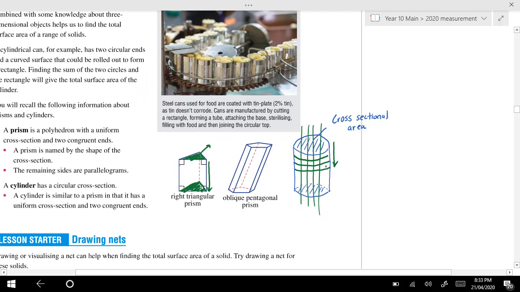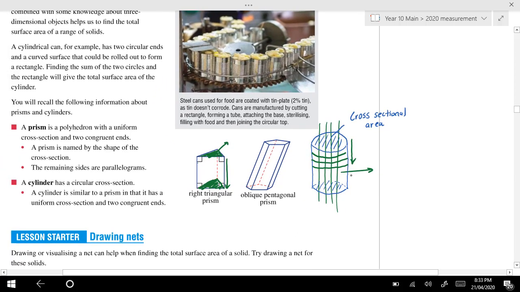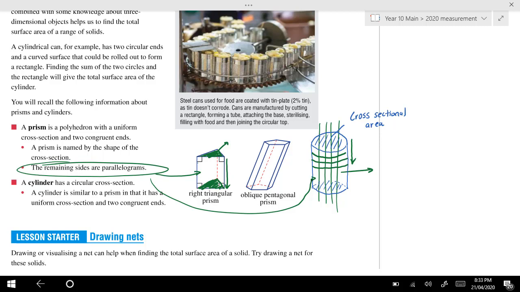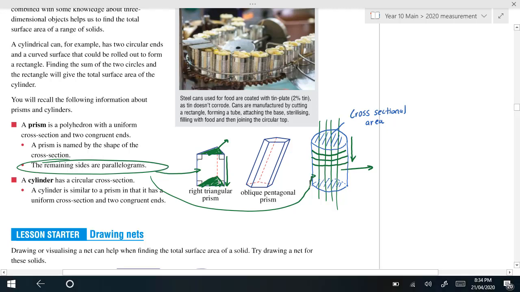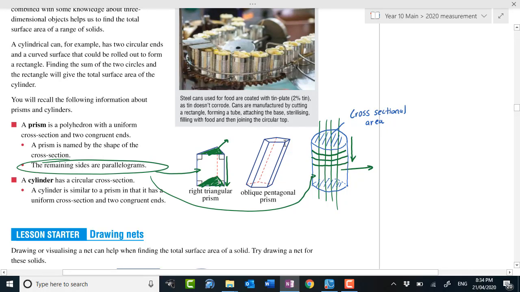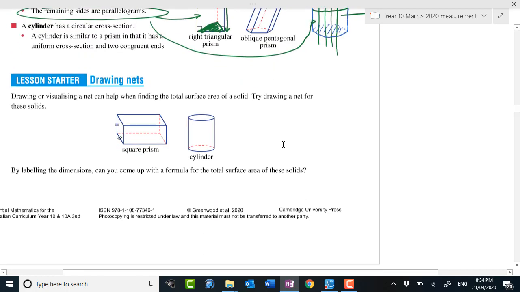We're going to get into the other side of a cylinder, which is the curved surface, in a moment. So it says here the remaining sides are parallelograms. Well, a rectangle over here is a parallelogram. A rectangle over here, when we're looking at the curved surface, is also a parallelogram. And so a cylinder has a circular cross-section, and it's a type of prism. It's a circular prism.